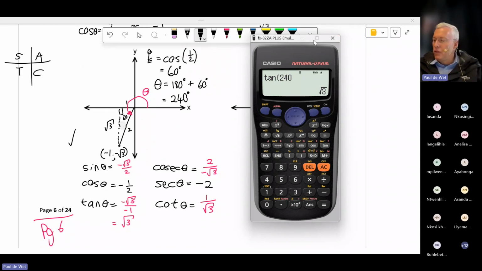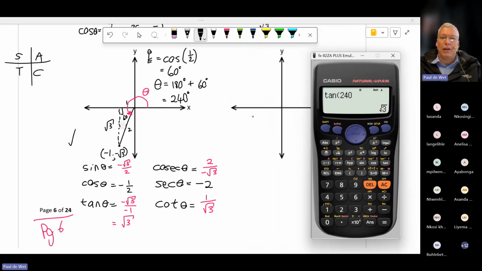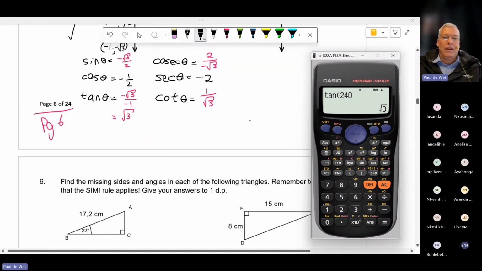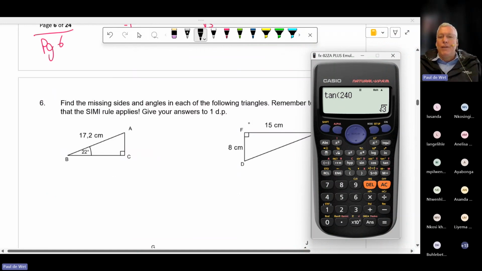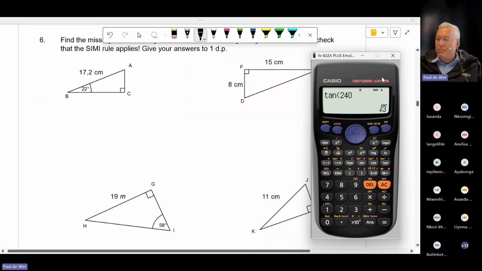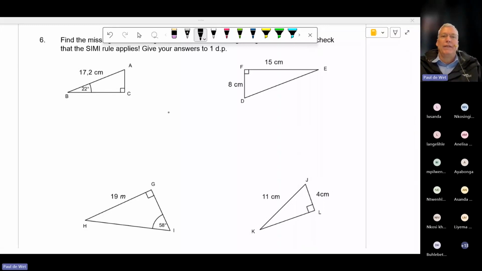All right. What we're going to do now, I'm going to leave number D here, guys. You could try it at home. What we're going to do now, we're going to finish before we go to T by looking at solving some triangles.